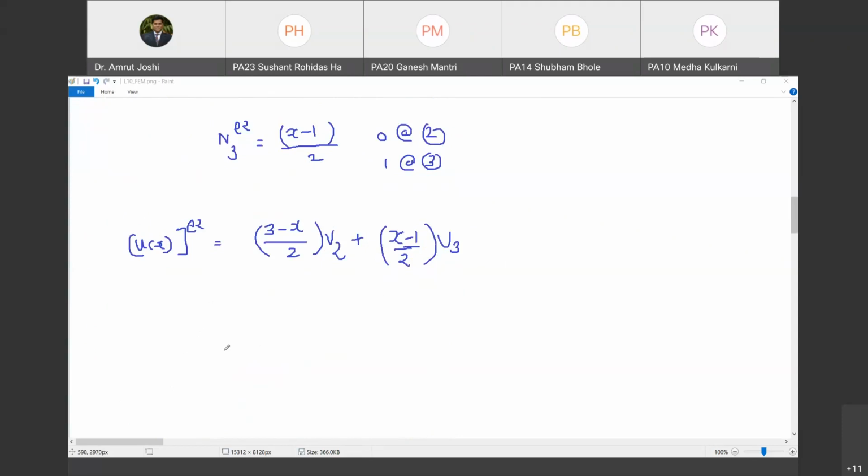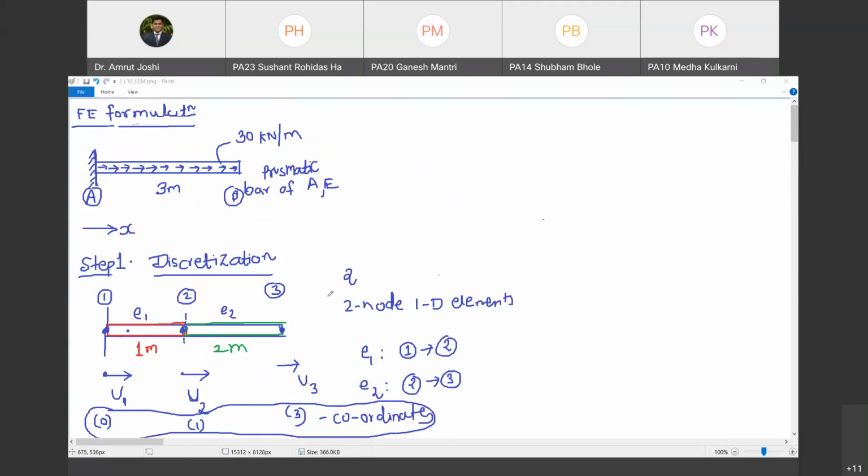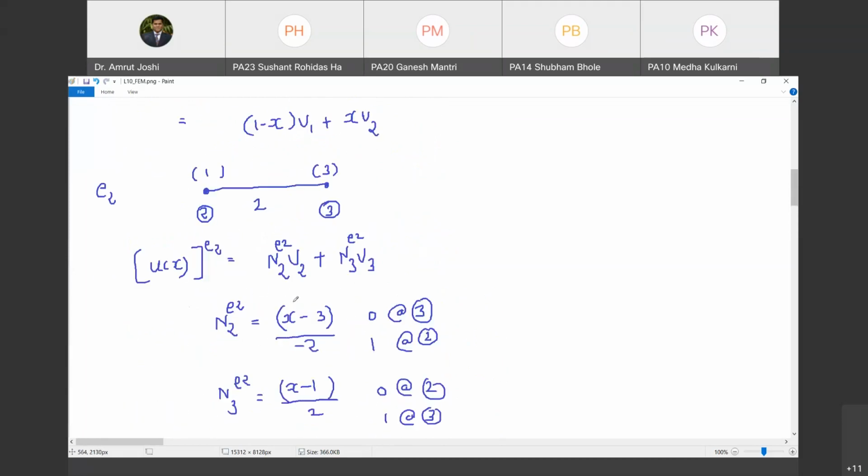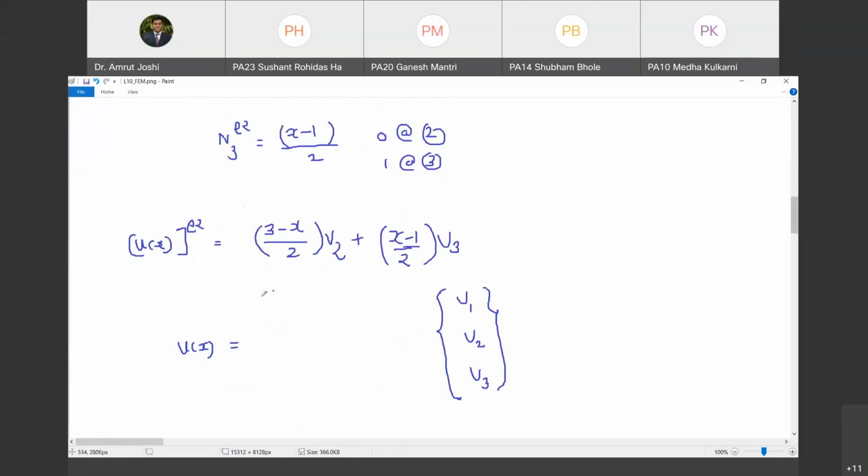Now, can you tell me, can I represent this u of x in a matrix form? So let us try to write that. See, u of x, now not only within element number 1, anywhere in the beam, can I write it as a function of u1, u2 and u3? Is it a function of u1, u2 and u3 anywhere? Yes, it is a function of u1, u2 and u3 anywhere. Now how do I write this? So pay attention here first.